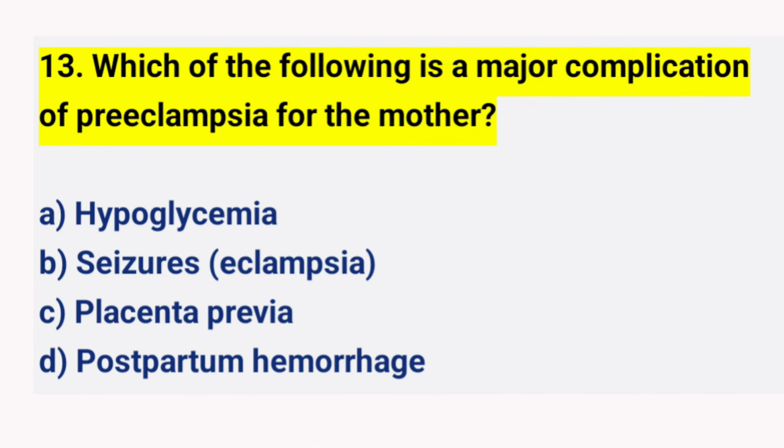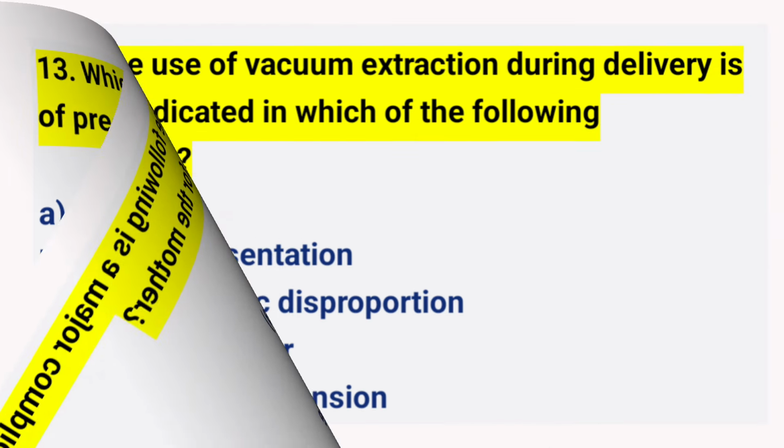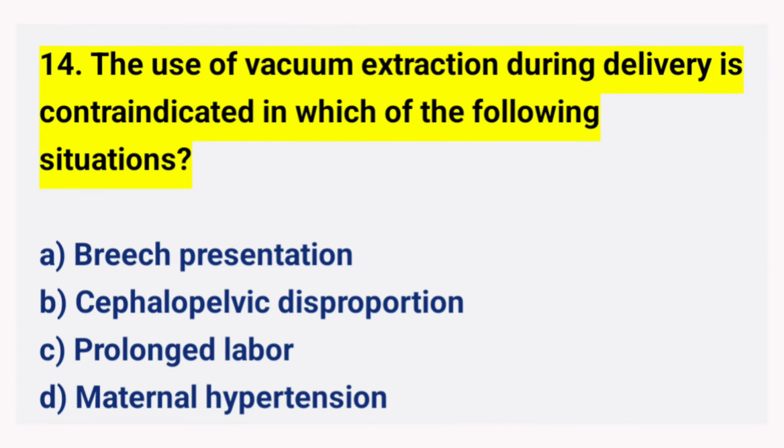Question number 13. Which of the following is a major complication of preeclampsia for the mother? The right answer is option B, seizures, eclampsia. Question number 14. The use of vacuum extraction during delivery is contraindicated in which of the following situations? The right answer is option B, cephalopelvic disproportion.